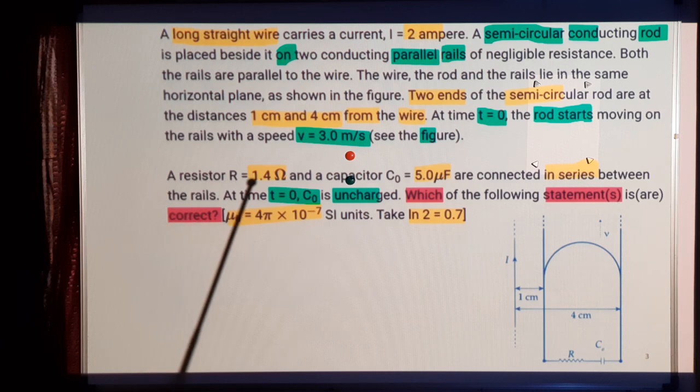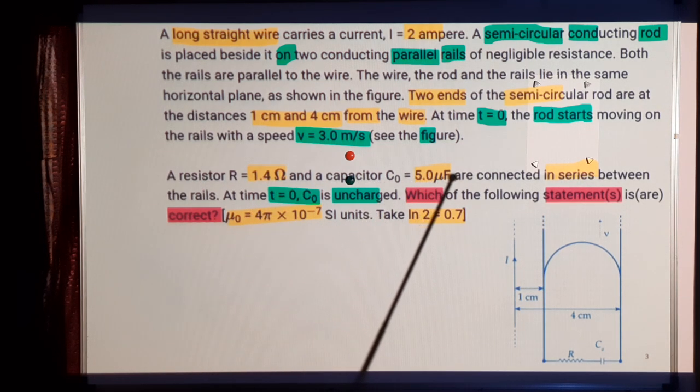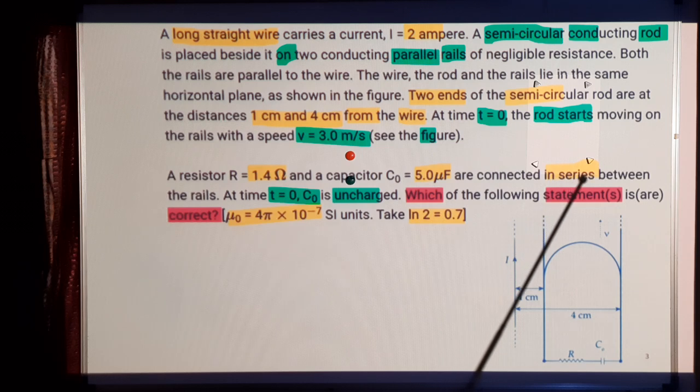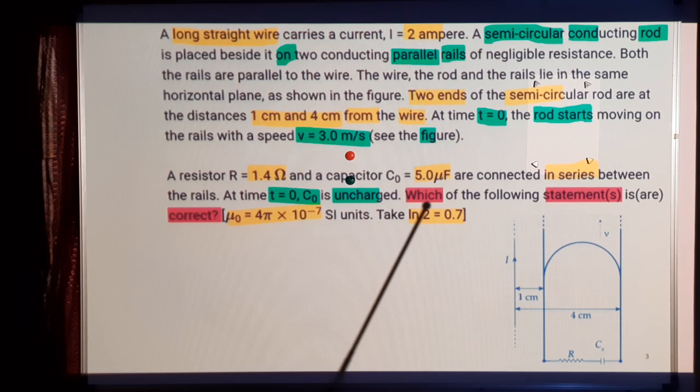A resistor R of 1.4 ohms and a capacitor C0 of 5 microfarad are connected in series between the rails. At time t equal to 0, C0 is uncharged. Which of the following statements are correct? Mu naught equal to 4 pi times 10 to the minus 7 SI units. Take ln 2 equal to 0.7.